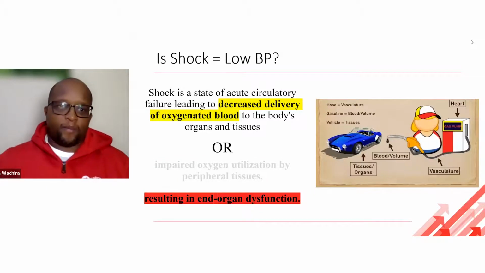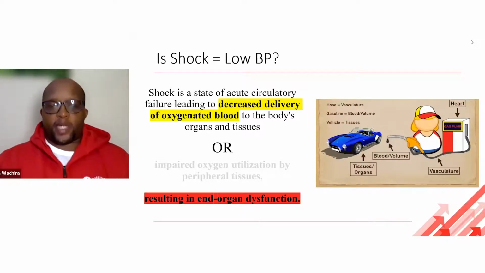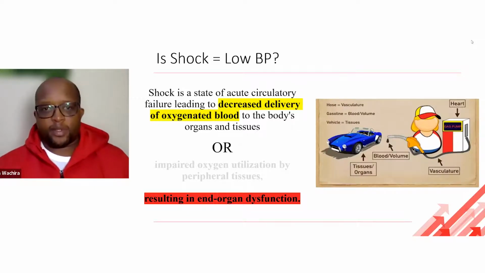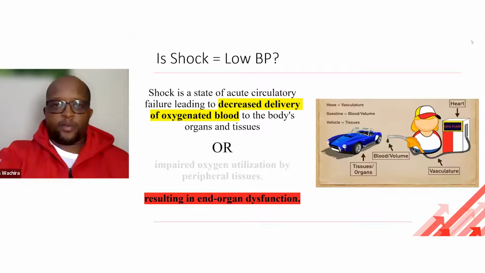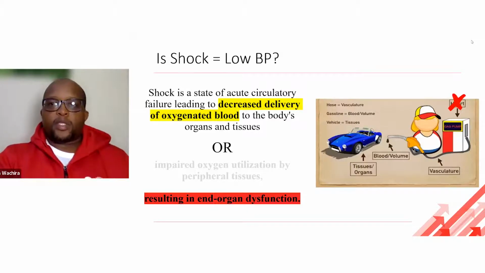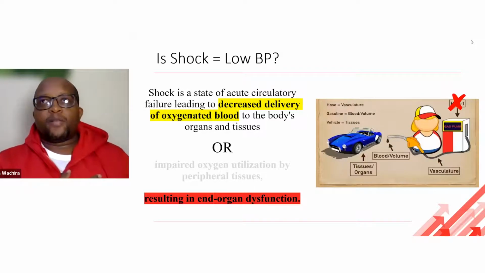So let's pick the first one: decreased delivery of oxygenated blood, resulting in end organ dysfunction. So this is about delivery. Blood is delivered by all this. Blood here, we're talking about the fuel in our system. Blood can fail to be delivered because the heart is not pumping adequately.